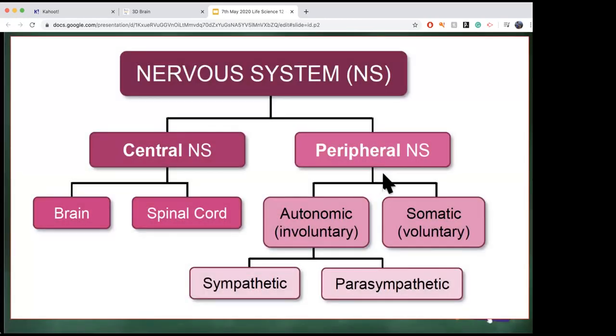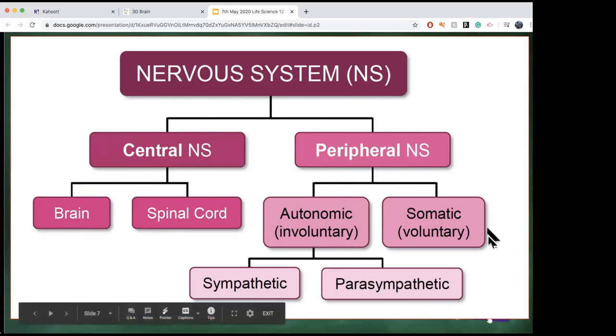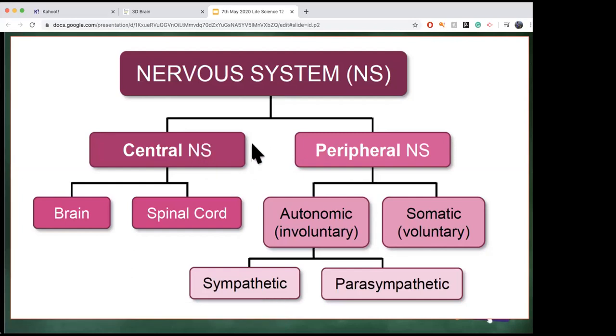Now, our nervous system is divided into the central nervous system and the peripheral nervous system. NS is just short for nervous system. The central nervous system is further subdivided into the brain and the spinal cord. This is what we will be focusing on today, the central nervous system. Tomorrow, we'll only learn about the peripheral nervous system. I'm not going to go into detail, but the peripheral nervous system is also subdivided, and that is further subdivided. So tomorrow we'll discuss this graphic. Today we'll look at the central nervous system.